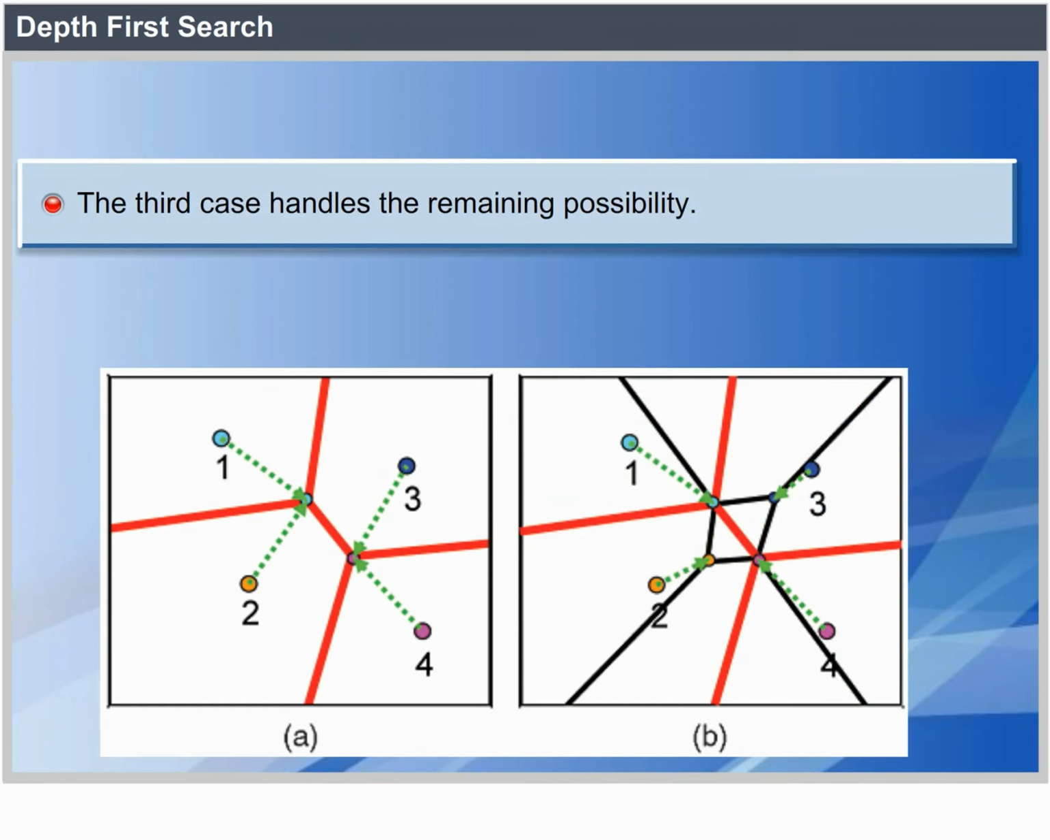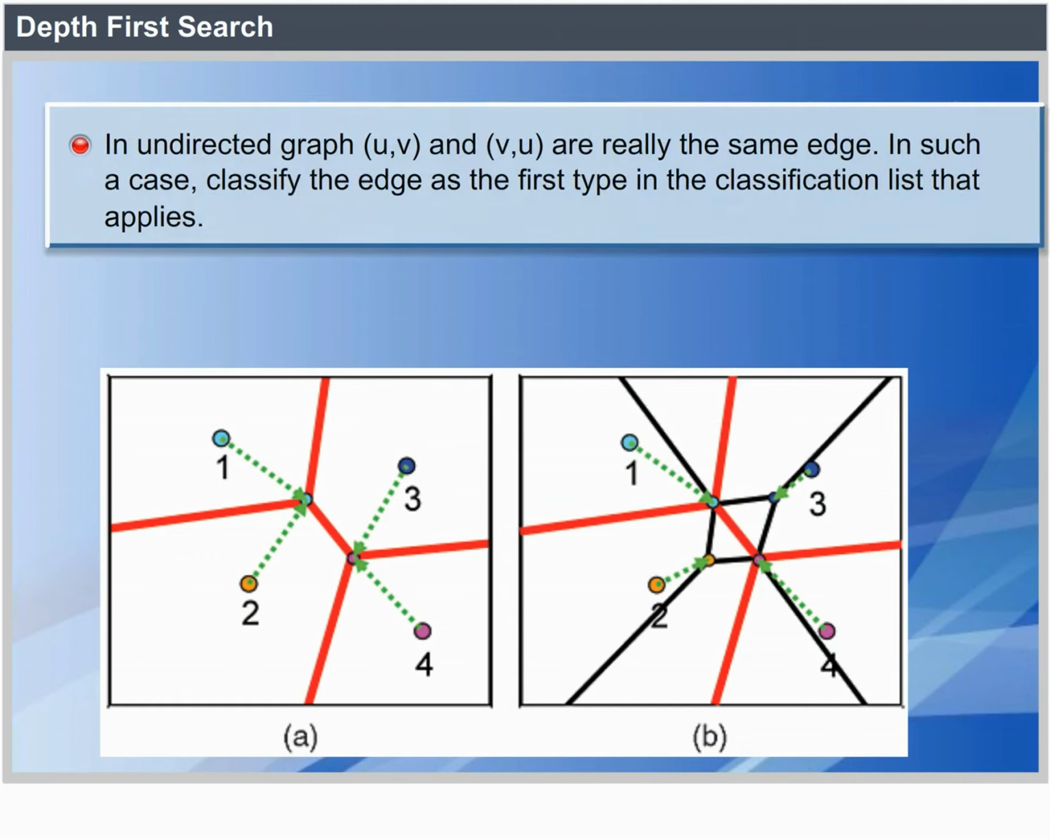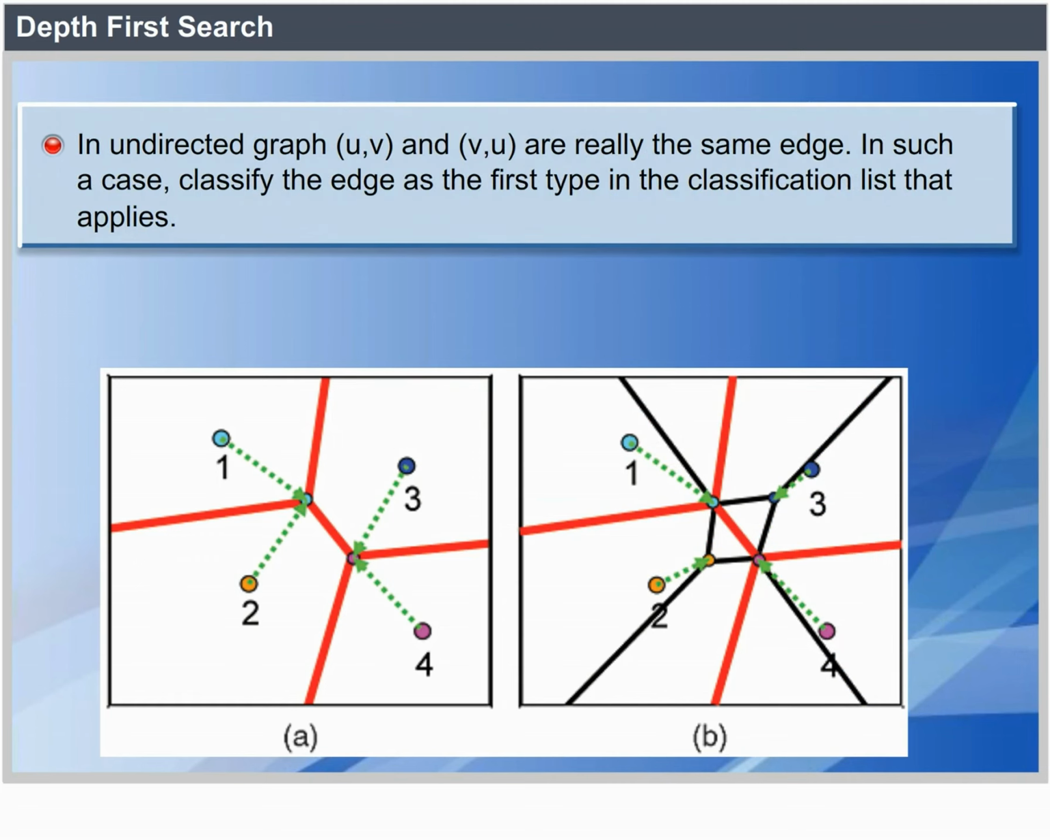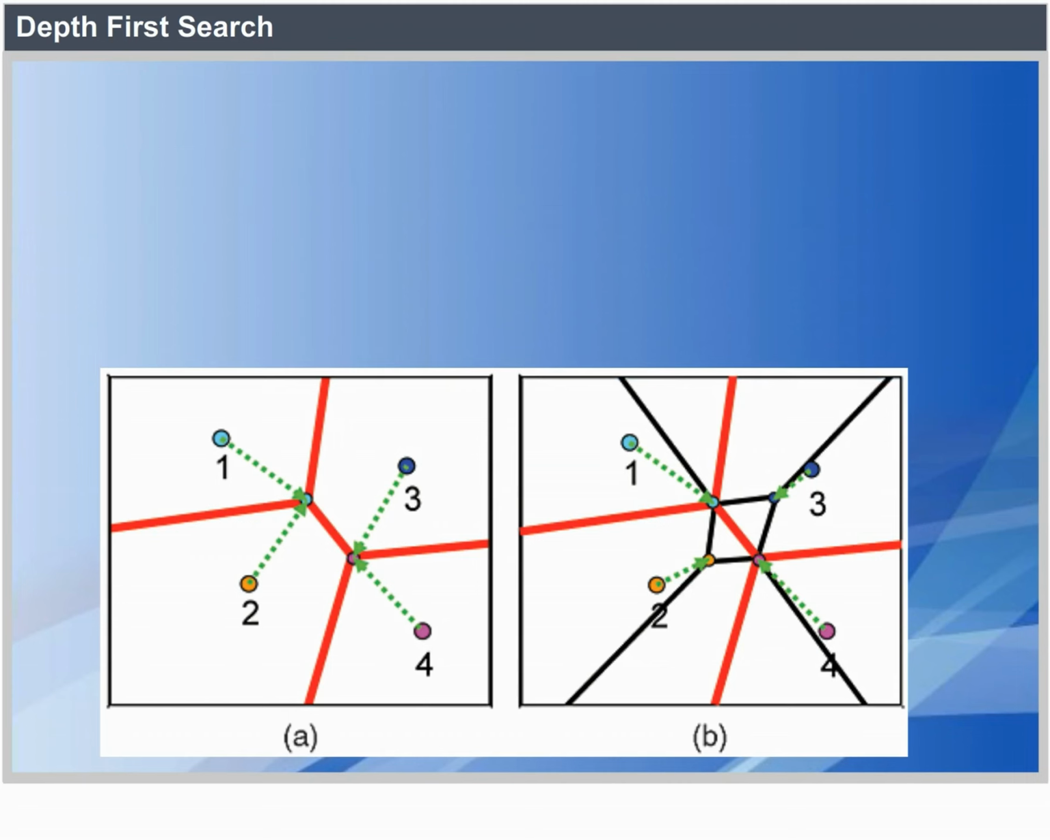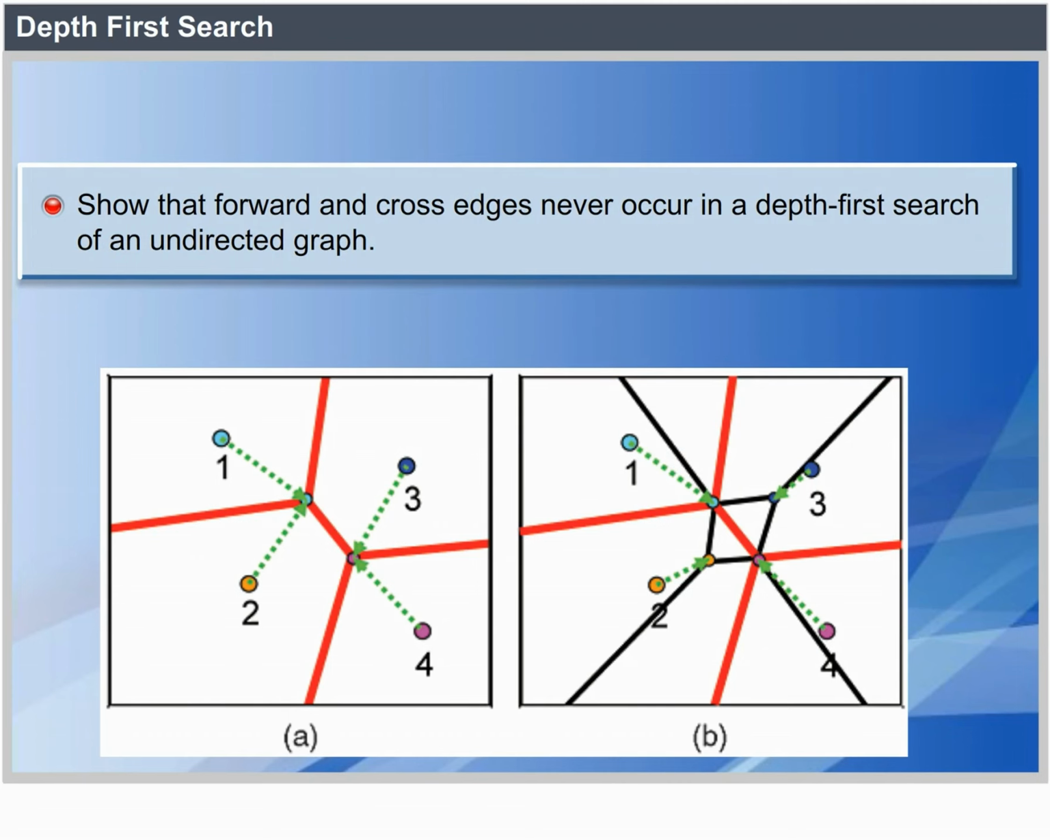In an undirected graph, U, V and V, U are really the same edge. In such a case, classify the edge as the first type in the classification list that applies. Equivalently, classify the edge according to whichever of U, V or V, U the search encounters first. Show that forward and cross edges never occur in a depth-first search of an undirected graph.